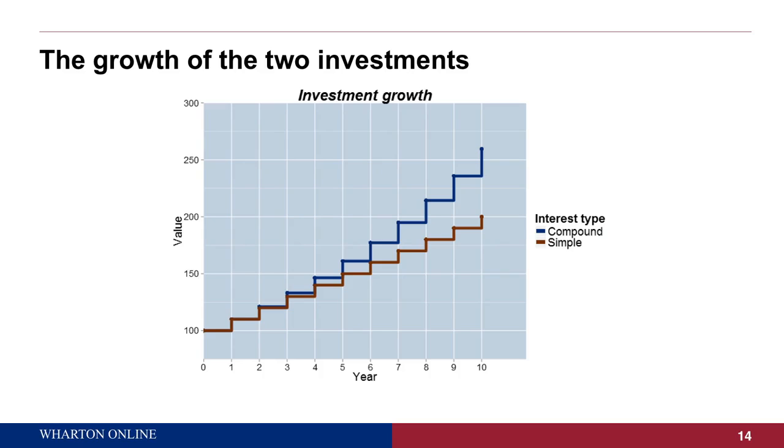So you can see the differences. And in fact, the blue curve is an exponential function and the brown is linear. All right, so that illustrates the difference between a linear growth and a compound or proportionate growth.